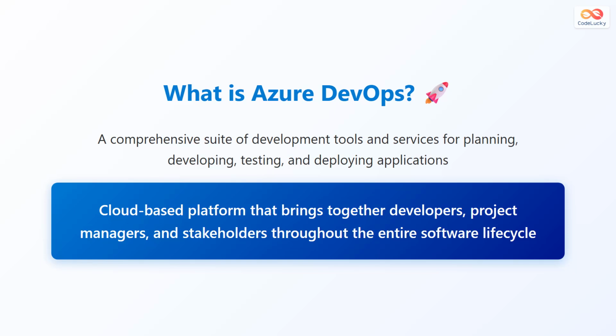Azure DevOps is a comprehensive suite of development tools and services designed for planning, developing, testing, and deploying applications. It's a cloud-based platform that connects developers, project managers, and stakeholders throughout the entire software lifecycle. This means everyone involved in creating software can work together in one unified environment, making collaboration smoother and more efficient.